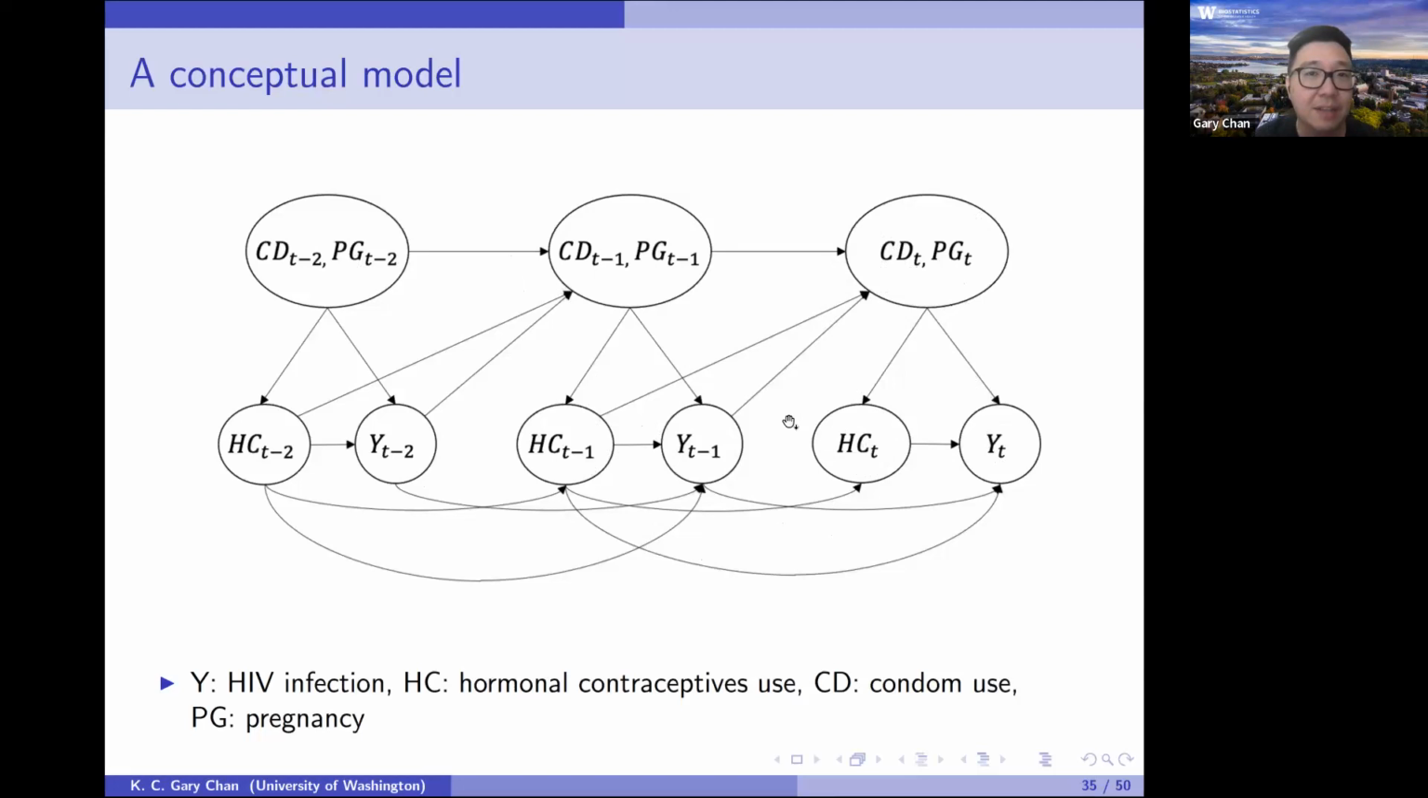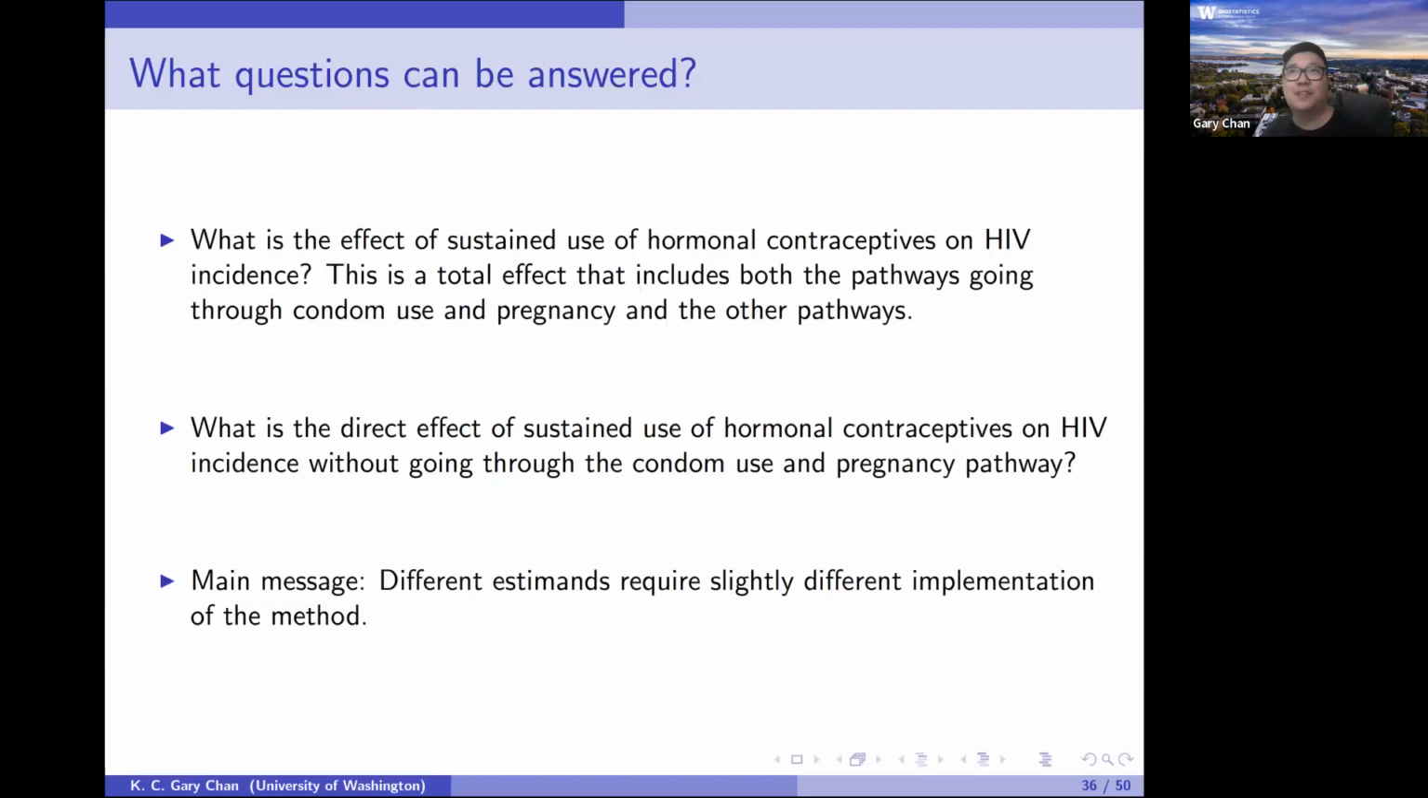Okay. First of all, we want to define our questions. What questions can be answered? There are at least two types of questions. First, what is the effect of sustained use of hormonal contraceptives on HIV incidence? Or, what is the direct effect of sustained use of hormonal contraceptives on HIV incidence without going through the condom use and pregnancy pathway? They're different because the second one is more like a direct effect, as it doesn't involve the pathway that goes through condom use and pregnancy, but the first one is a total effect, which includes the pathways going through both condom use and pregnancy.